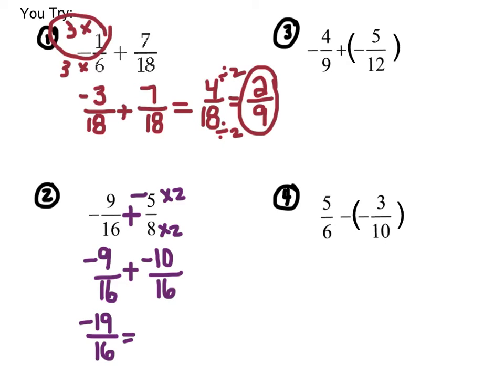All right, so -9 plus -10, that's -19/16. And that is an improper fraction, so we're going to change it to a mixed number. 16 goes into 19 once with a remainder of 3. So my final answer is -1 3/16.